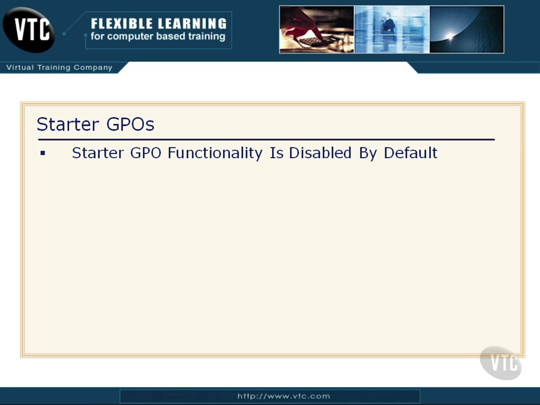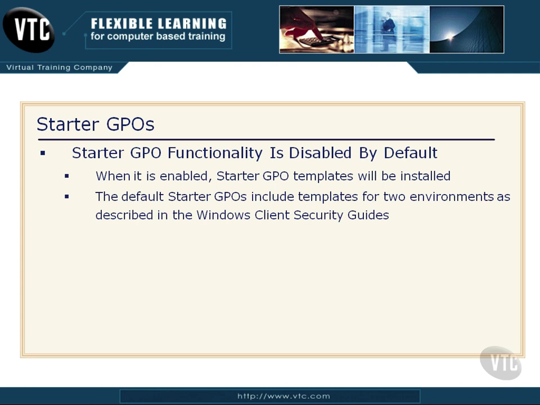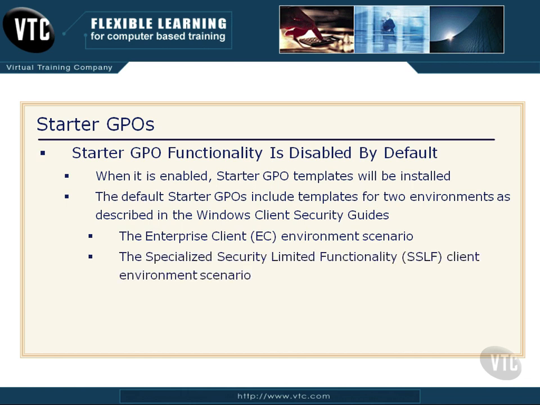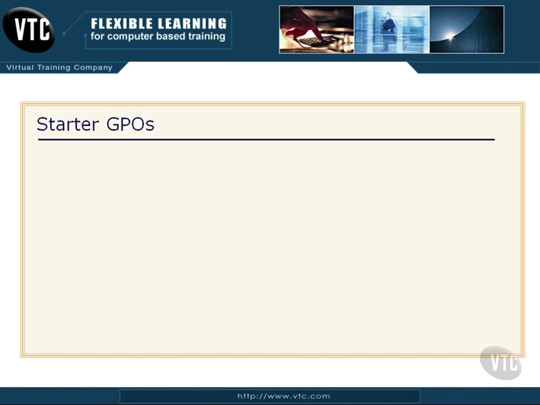The Starter GPO functionality is disabled by default. I'm going to show you in just a minute how to turn it on. And when it is enabled, Starter GPO templates will be installed. Now, the default Starter GPOs that you get are for two environments, as described again in that Windows Client Security Guide. You're going to get the Enterprise Client, or the EC environment scenario, and the Specialized Security Limited Functionality, or SSLF client environment scenario.